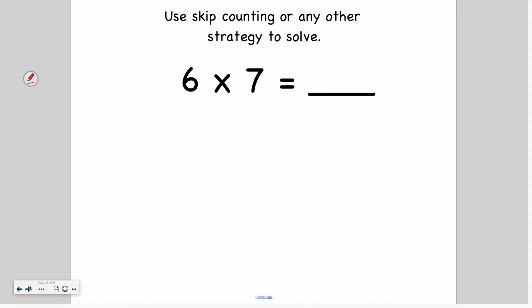So let's go ahead and try this. Please pause now and solve this problem. You don't have to skip count. That's just a strategy we're focusing on today, but you can use whichever strategy you prefer. So again, pause now, press play when you're ready to check your work.